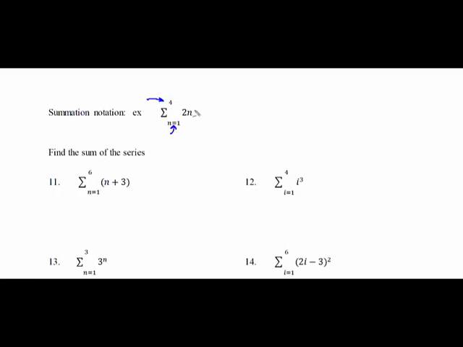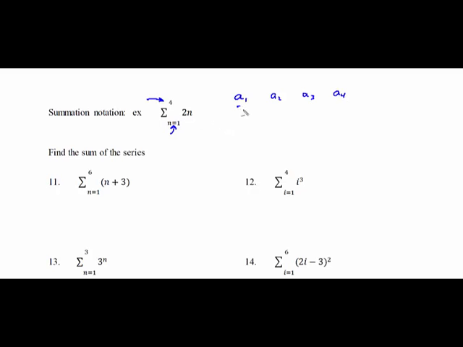So I just want to do a quick example with you here. The sum of the first, this is really saying I want the sum of the first 4 terms generated by the equation of 2n. So we're going to figure out what a sub 1, a sub 2, a sub 3, and a sub 4 is. And then we're going to add these all together.